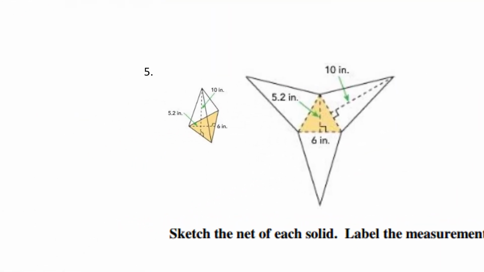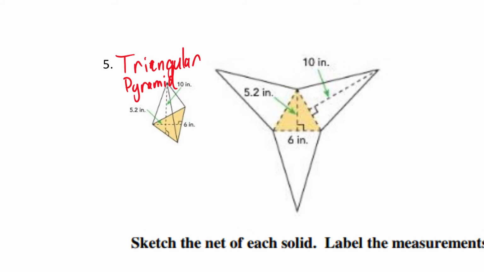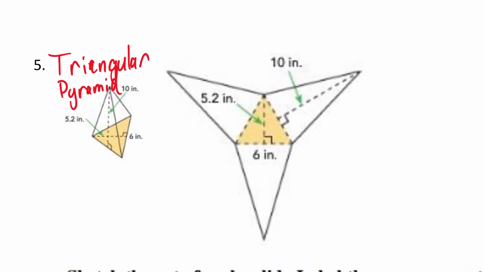All right, next one. So on this one, what I have here is what the thing is in its 3-dimensional shape, and then with it unfolded. So what is this thing right here? Yep. This is a triangular pyramid. So it has 4 triangles. 3 of them are going to be the same. 1 is different. The base is going to be different. So let's find the area of the base first.